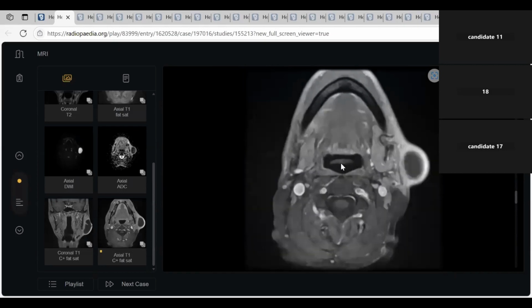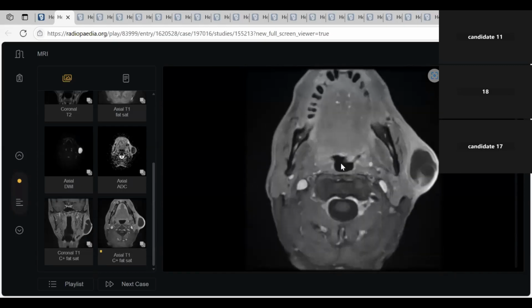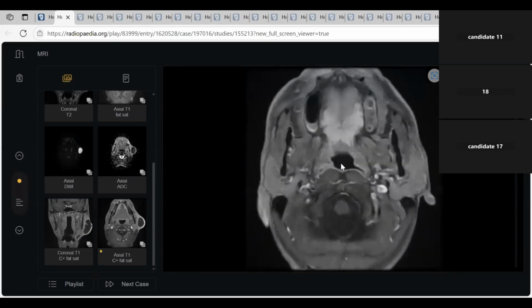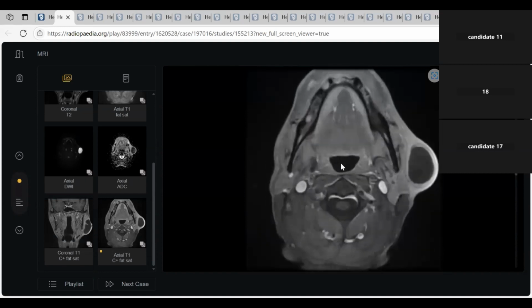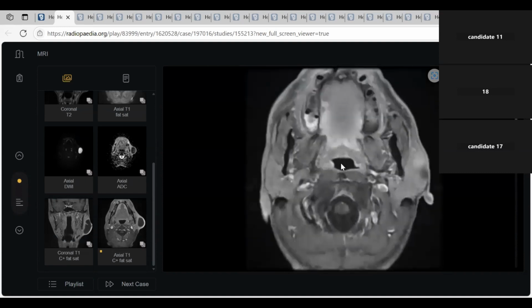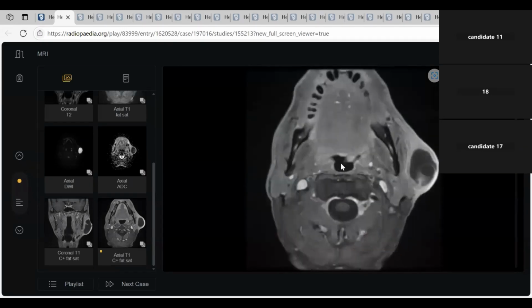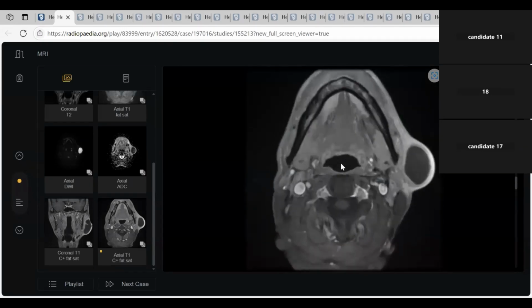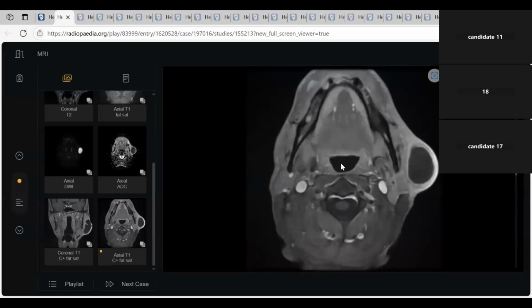I want to correlate with T1 post-contrast, which shows regular, well-defined marginal enhancement. No solid enhancing component can be seen. Give me another differential diagnosis. Warthin's tumor? No, as you are cystic, or you are in the pathway of an abscess. Yes, Warthin's is not a differential. Yes, you are right.